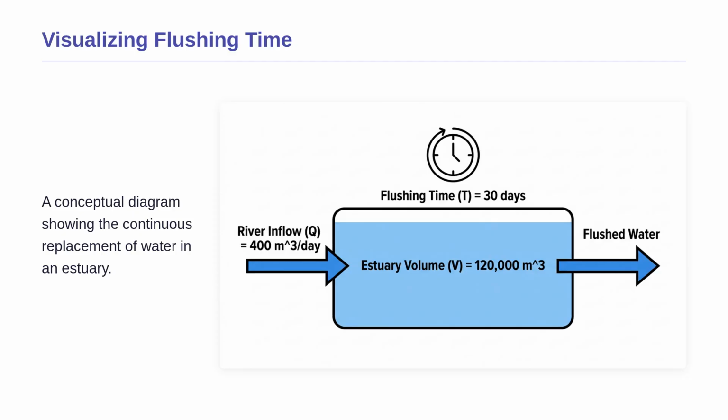To solidify this concept, let us look at this schematic of the flushing process. The central region represents the total volume of freshwater trapped in the estuary. The arrow on the left is the continuous river inflow pushing new water into the system. Because the estuary can only hold so much water, this incoming flow forces the older, potentially polluted water out into the ocean, shown by the arrow on the right. The clock represents the 30 days it takes for this entire volume to be completely replaced by the incoming river.